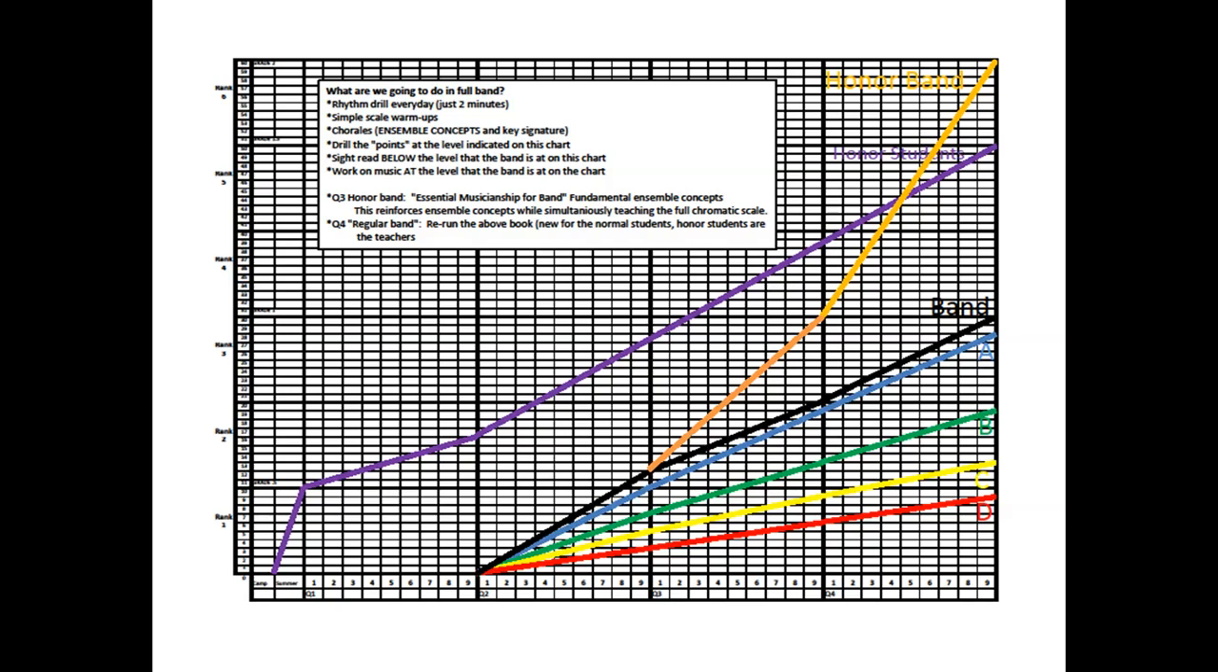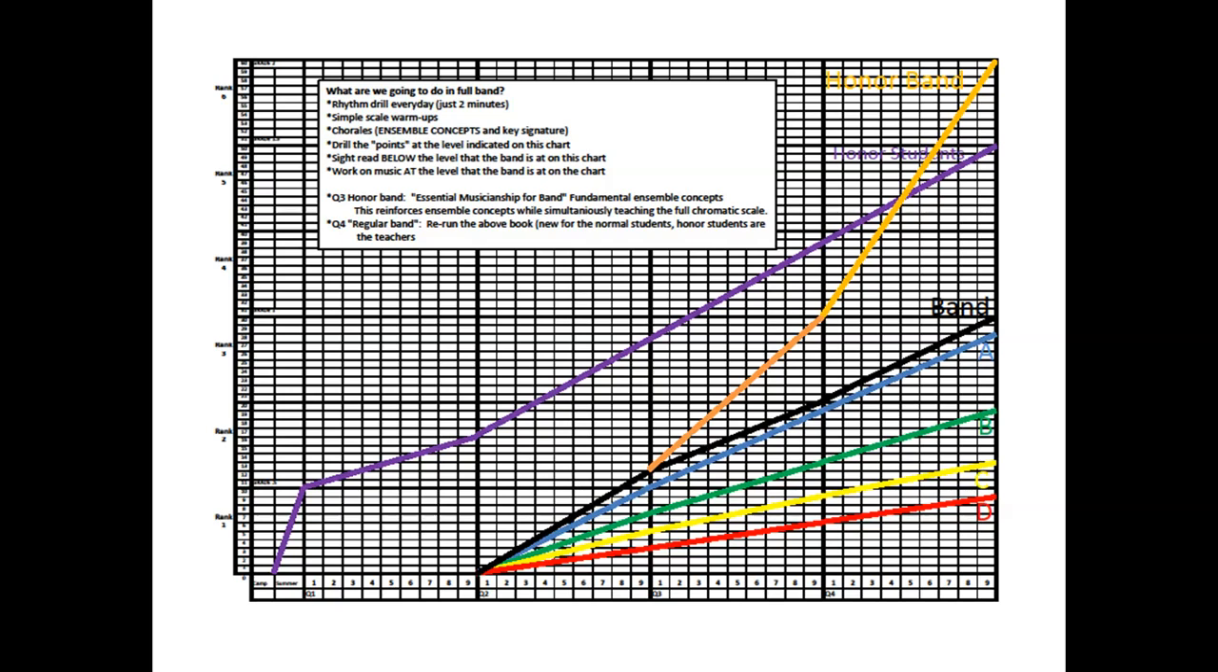Simple scale warm-ups every day. Chorales, like I said, talking about ensemble concepts. We talk about ensemble concepts every single day and try to get good balanced blend, tone pyramid. My beginner band kids know all about the tone pyramid and how to change tone color. And we talk about key signatures because of these chorales.